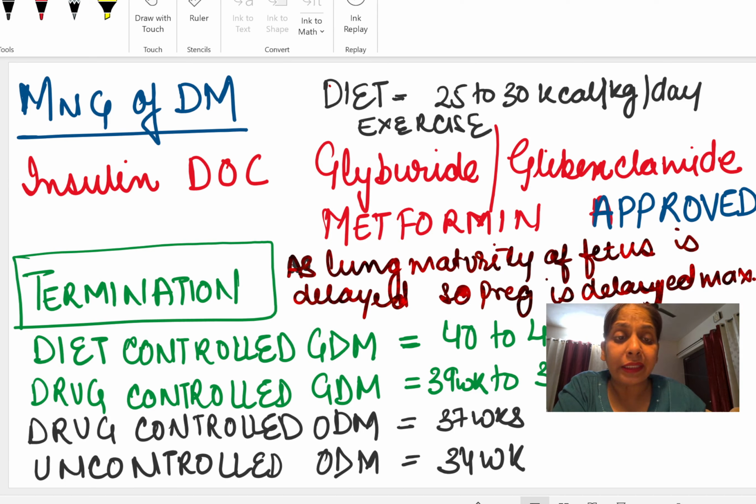And we'll also tell the mother to do exercise, like do the walk. Okay. So insulin is the drug of choice. If on the diet and exercise this diabetes is not controlled, then we have to give insulin. So 2 more drugs are approved for the gestational diabetes mellitus or overt diabetes mellitus.